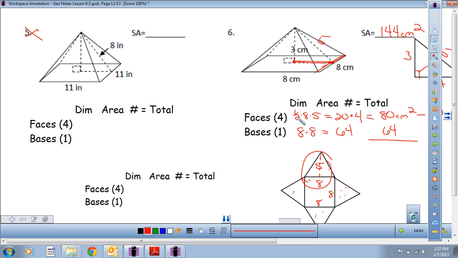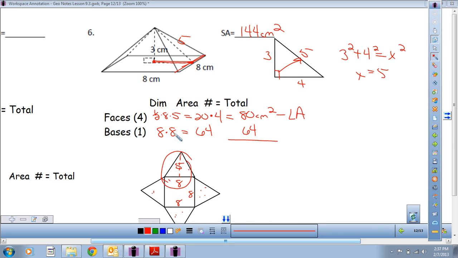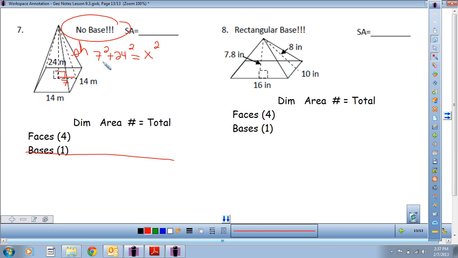Like on the last problem, we did our area, we did our lateral area, and then we had to go to the base. Well, I don't have to do that if there's no base. You don't even have to worry about that part. So on number 7, that's all you do. You just find the area of that face, 14 by whatever your slant height is, 1/2 times 14 times that, and then times 4. You'd be done.